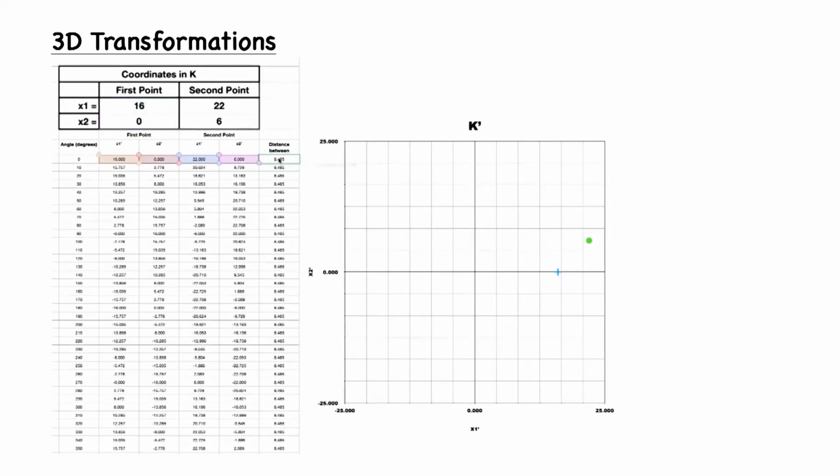In this last column, I've also included the calculation for the distance between our 2 points at each step. So that's square root of delta x1 squared plus delta x2 squared. This just shows that the distance between them is indeed an invariant. What I can now do is drag the chart data selection down the table here so you can see the 2 points rotating relative to the K' frame of reference.